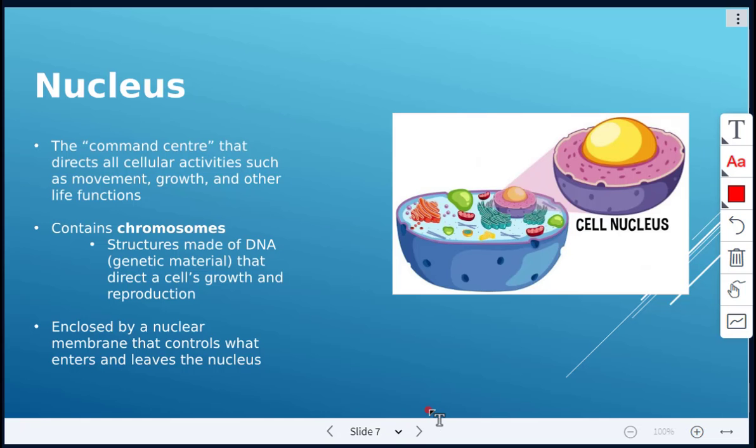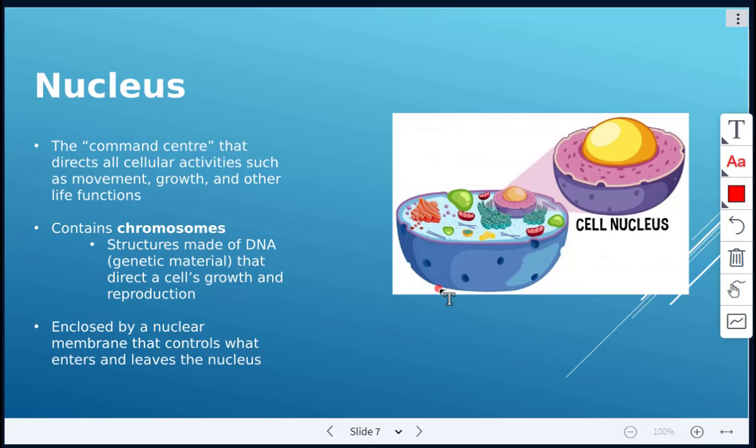Next is the nucleus. Here again we have a cell, and within the cell we have this structure called the nucleus. The nucleus is considered the command center. It directs all cellular activities such as movement, growth, and other life functions. So think of it like the brain. The brain would also be considered like the command center.